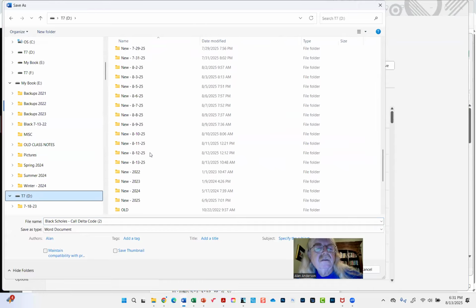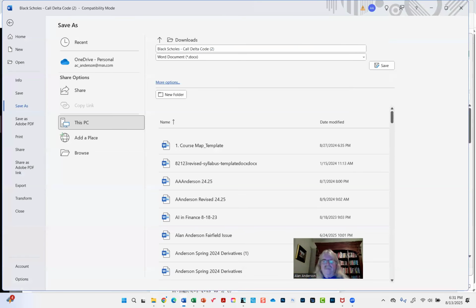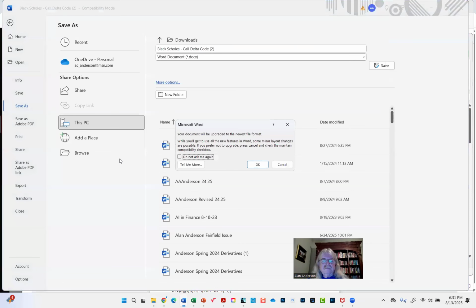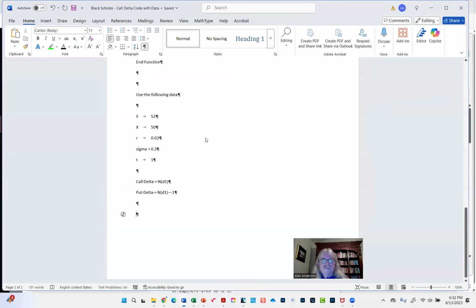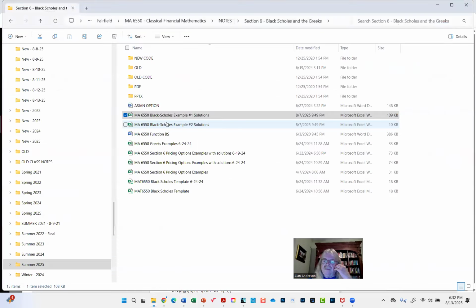So let me, what is it here? All right, I'm going to change the name to call Delta Code with data. That way there's no doubt in your mind what it is. All right. So now I can go put it back into your Blackboard, and then you should be all set. Now remember, everything needs to be done by Sunday night. So I might come up with a third problem to work on. I'll let you know tomorrow morning.